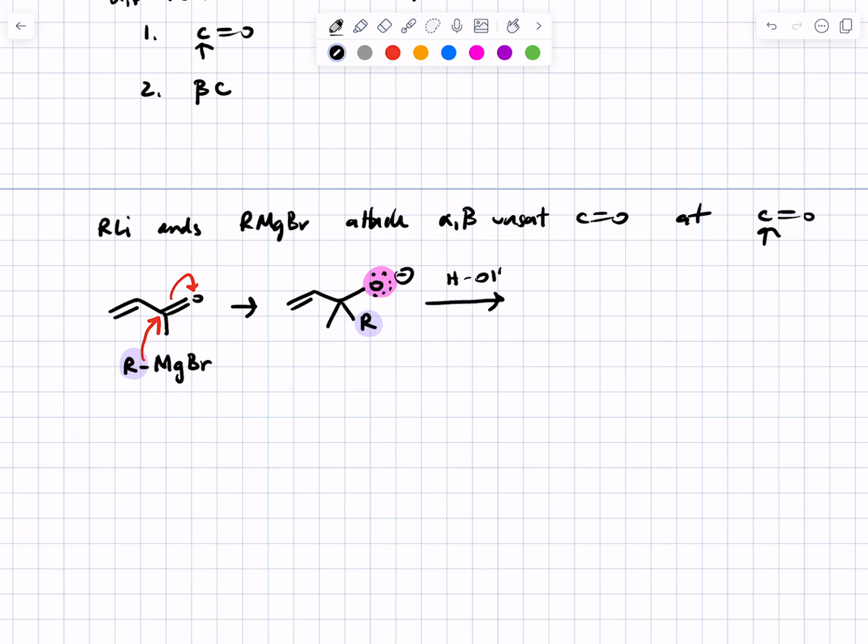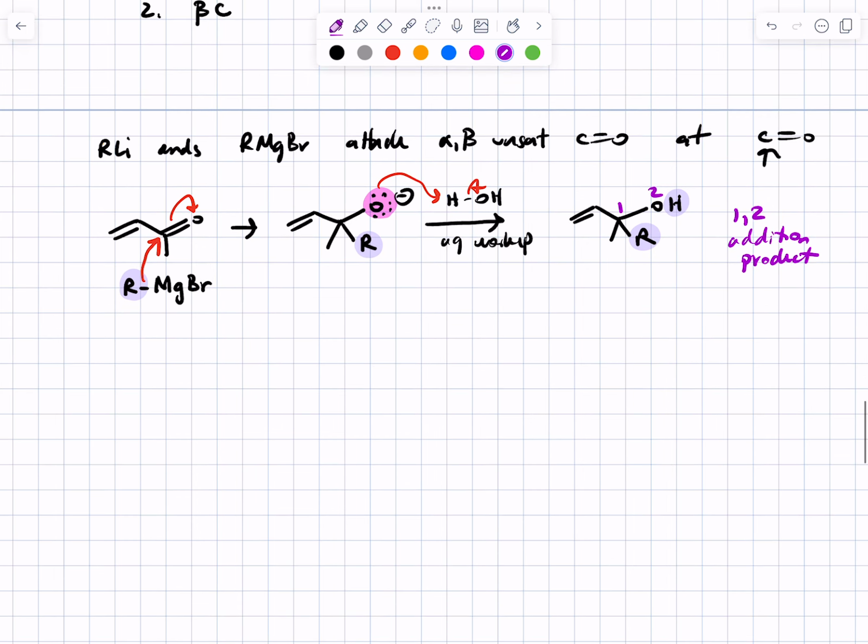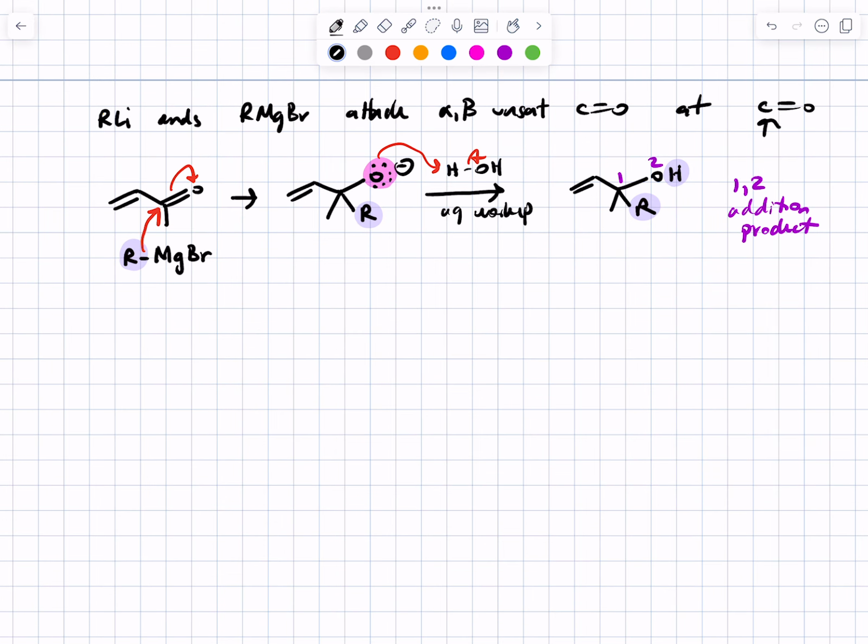So we wait for aqueous workup, whereupon the negatively charged oxygen picks up a proton from water, and we end up with the following product, which is an alcohol. Notice that the two things that got added here are the R group that was our nucleophile and the hydrogen from water. They are on adjacent carbons. So we'll call this a 1,2 addition product. And this is what organolithium reagents and Grignards do.